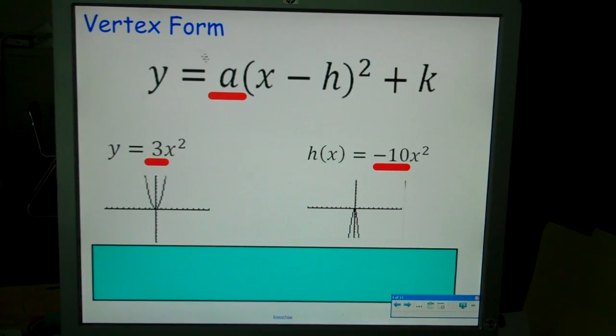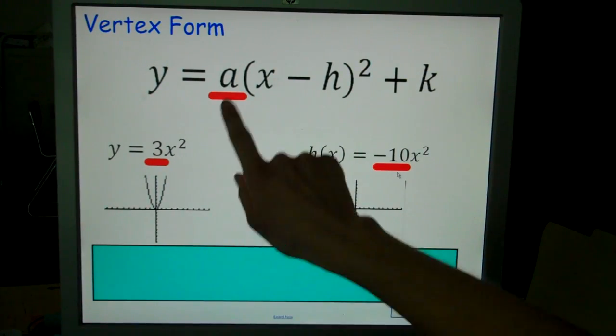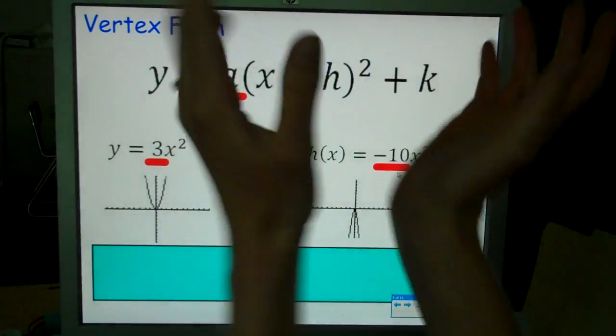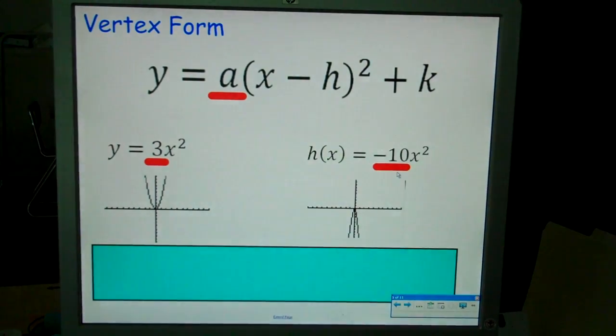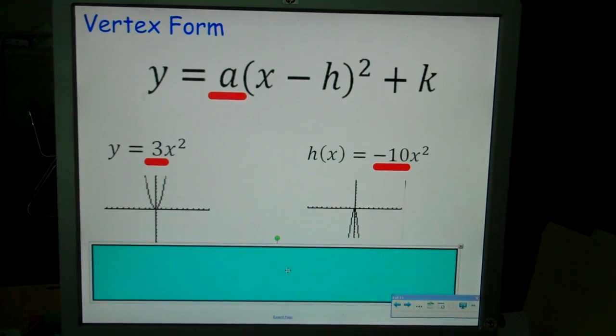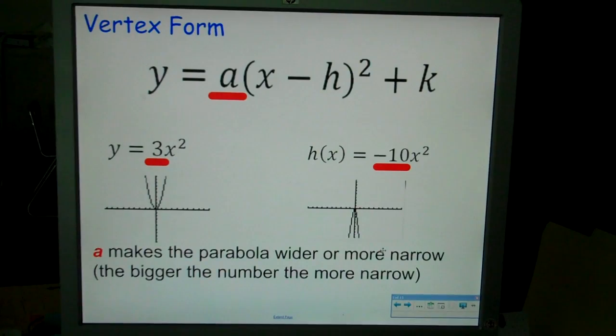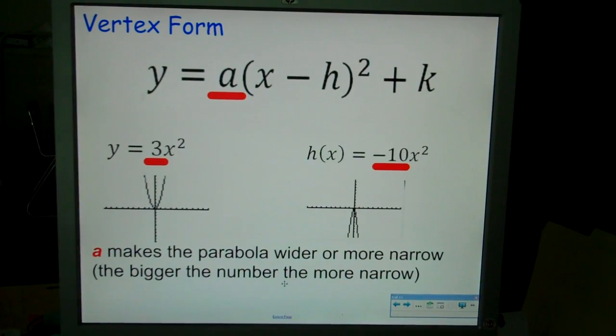Okay? A. Remember what we talked about with a? A makes it either wide or narrow. And what if you have a negative a? What's that going to do to your parabola? Is it going to be opening up or is it going to be opening down? It's going to be opening down. Okay? So that's just a quick review. Please make sure that you have that.